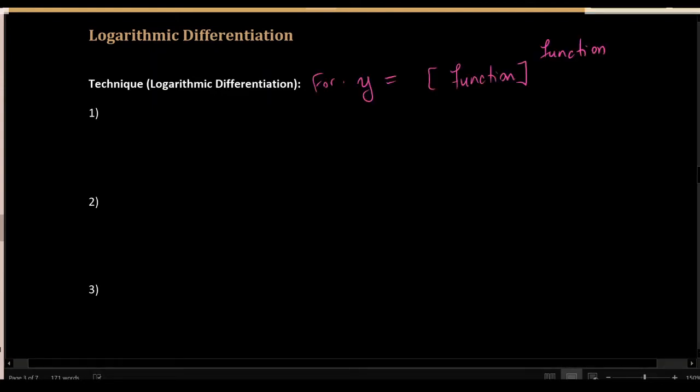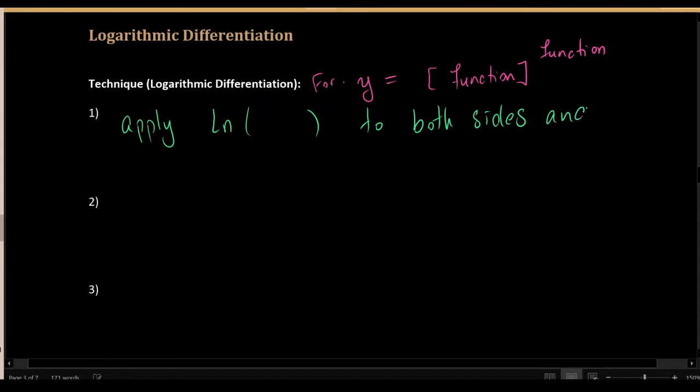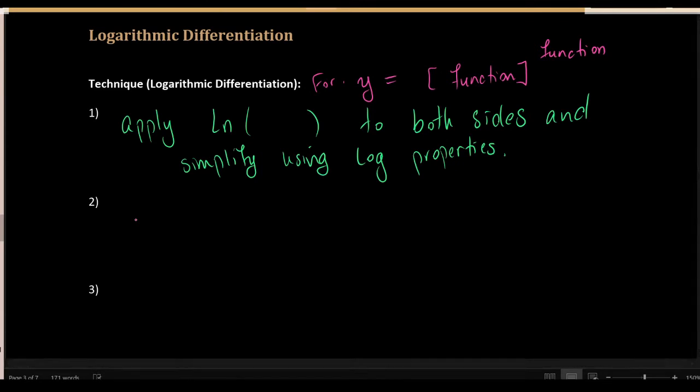So the first thing that you want to do is apply the natural log to both sides, and simplify using the log properties. Now once that's done, what you will have is an implicit relationship between y and x. So what you can do then is apply implicit differentiation.